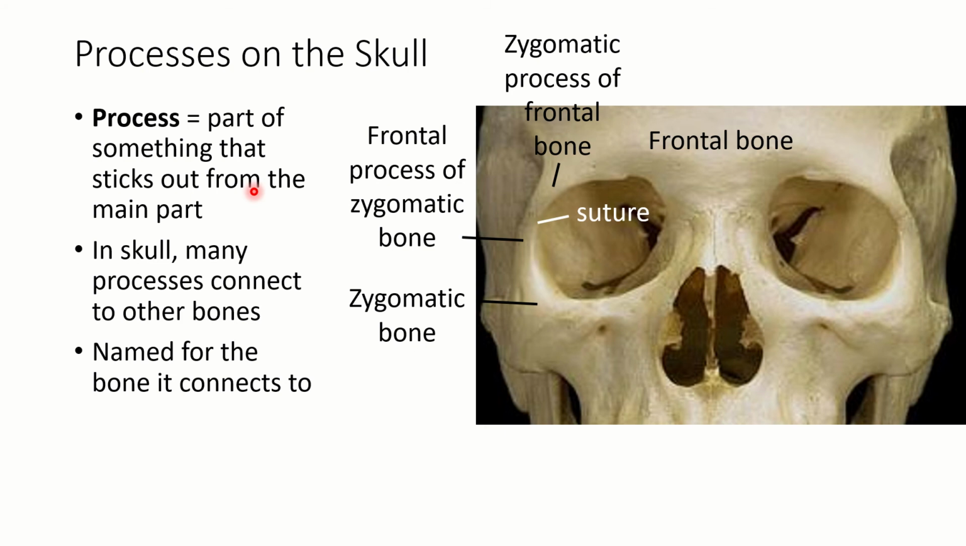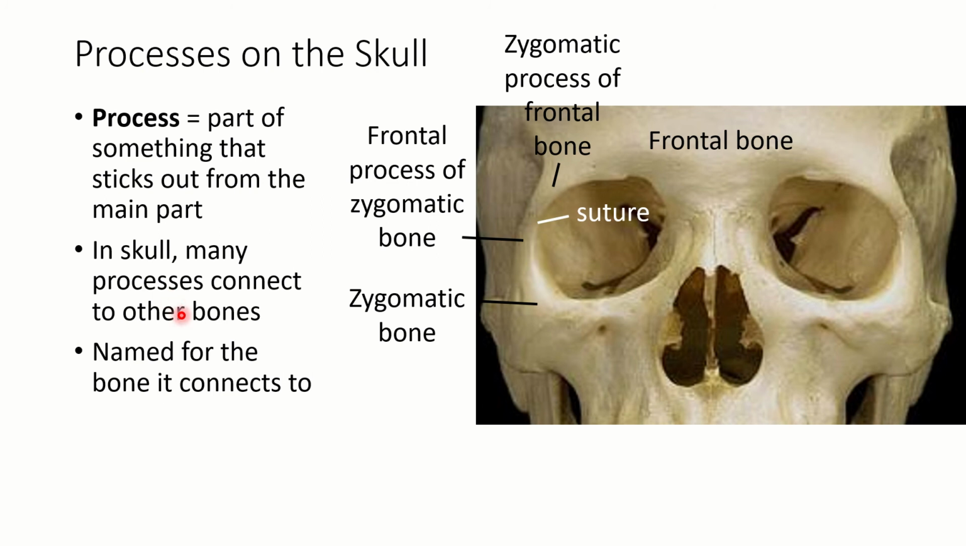A process is something that sticks out from the main part of a thing, which is not the most technical description you've ever heard. I know, but we talked about cellular processes like cilia and flagella. Those are processes off of the cell. Bones also have processes, and they are named not necessarily for the bone that they're a process of, but for the bone that they're going to.